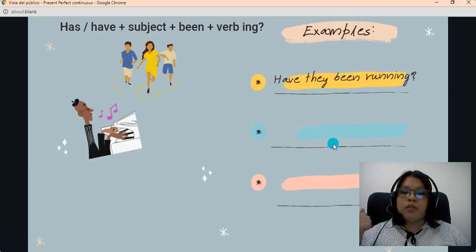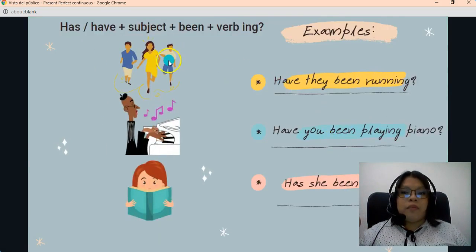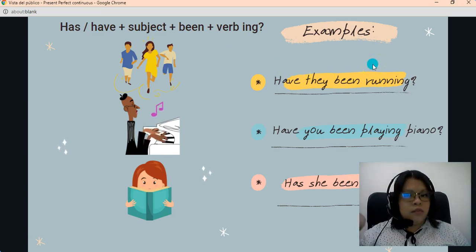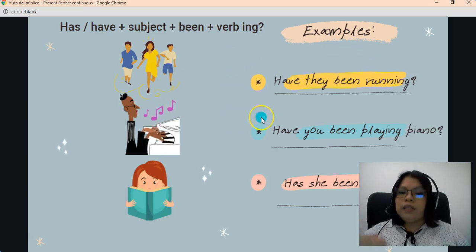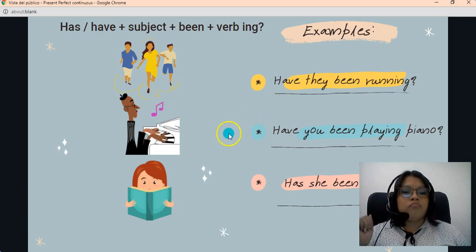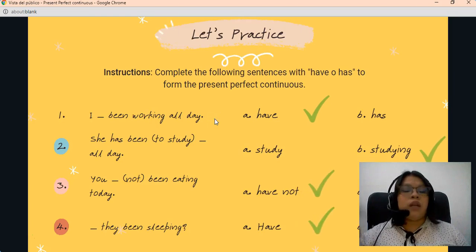Let's check some examples. Now we have, have they been running? Or have you been playing the piano? Or has she been studying? So yeah, we are already making questions. Okay, so now that you have the structure, let's practice. Let's complete the following sentences with have or has to form the present perfect continuous. Okay, so you can already see the answers, but let's check it just to make sure.